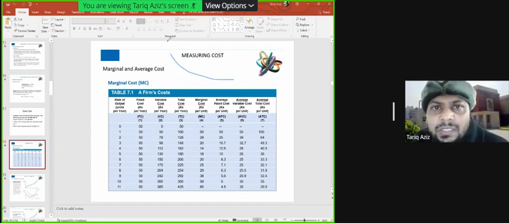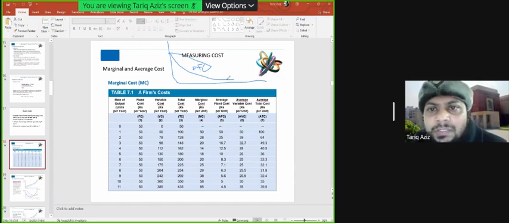So if the graph is like this, this is average fixed cost. So initially it will be very high, then it will start decreasing, and it will be like this.